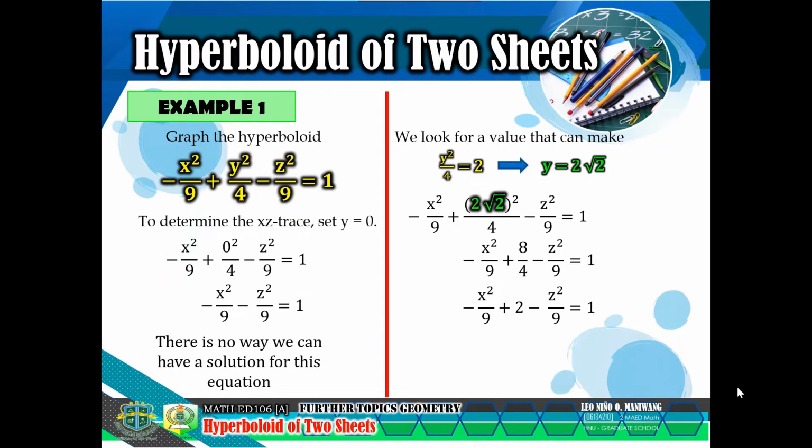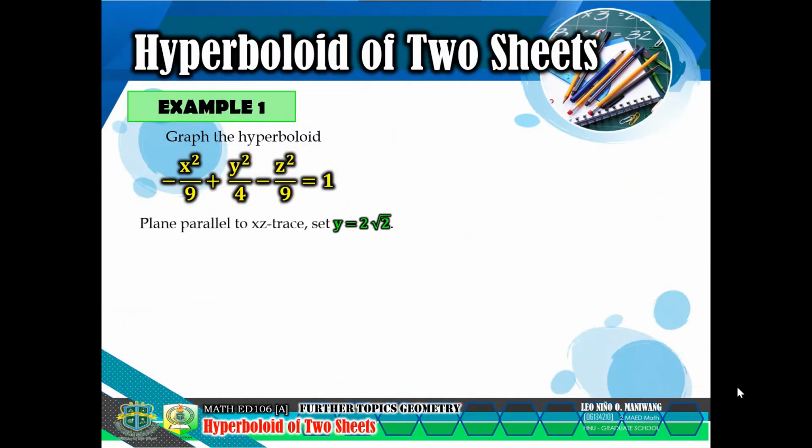Transpose 2 to the other side, that will give us x square over 9 minus z square over 9 is equal to negative 1. And this time, let us multiply negative 1 to both sides, and that will give us x square over 9 plus z square over 9 is equal to 1. This is the equation that we are going to use in solving for the plane parallel to the xz trace, which is y is equal to 2 square root of 2. So we first have the equation x square over 9 plus z square over 9 is equal to 1.